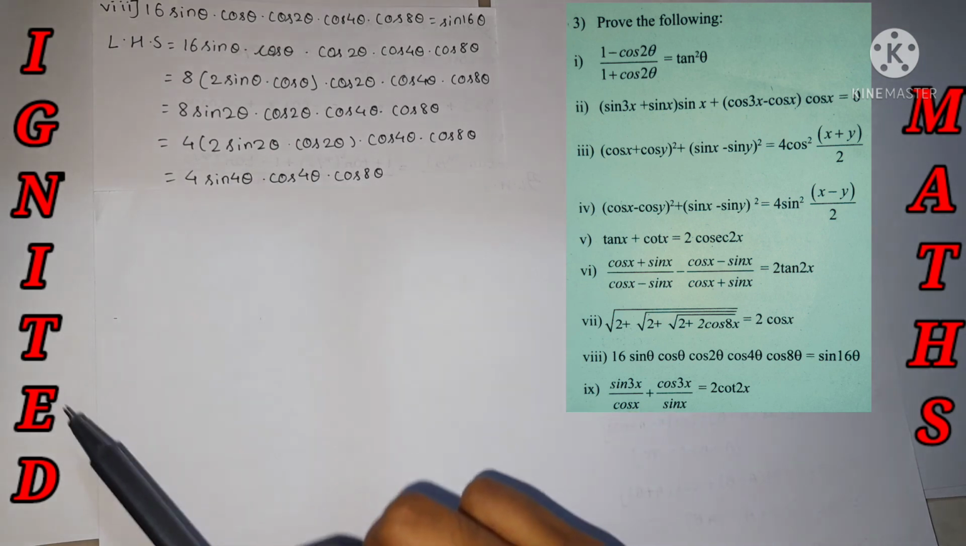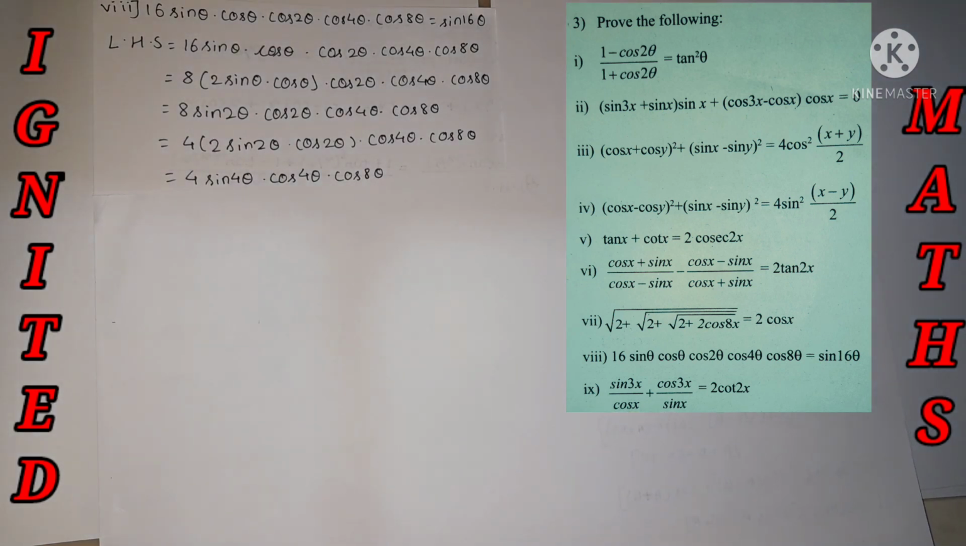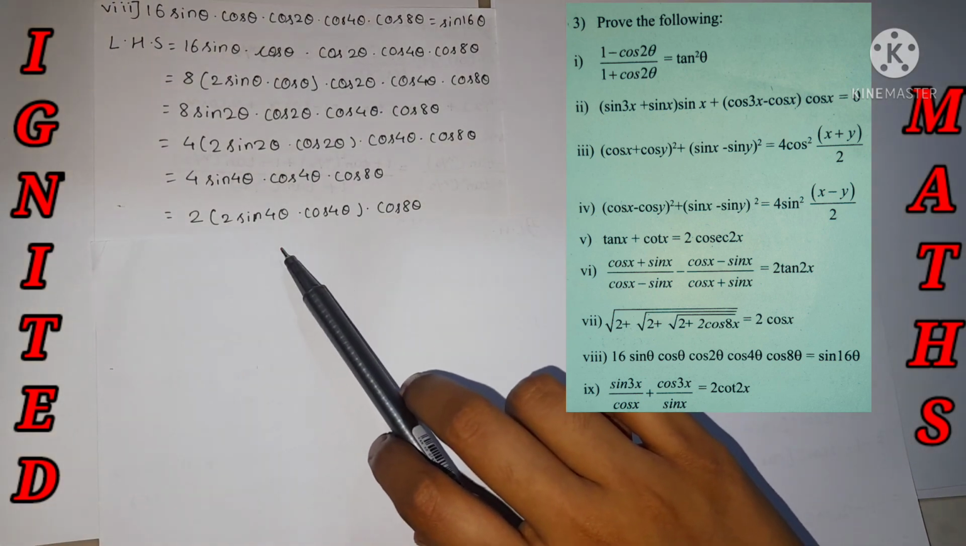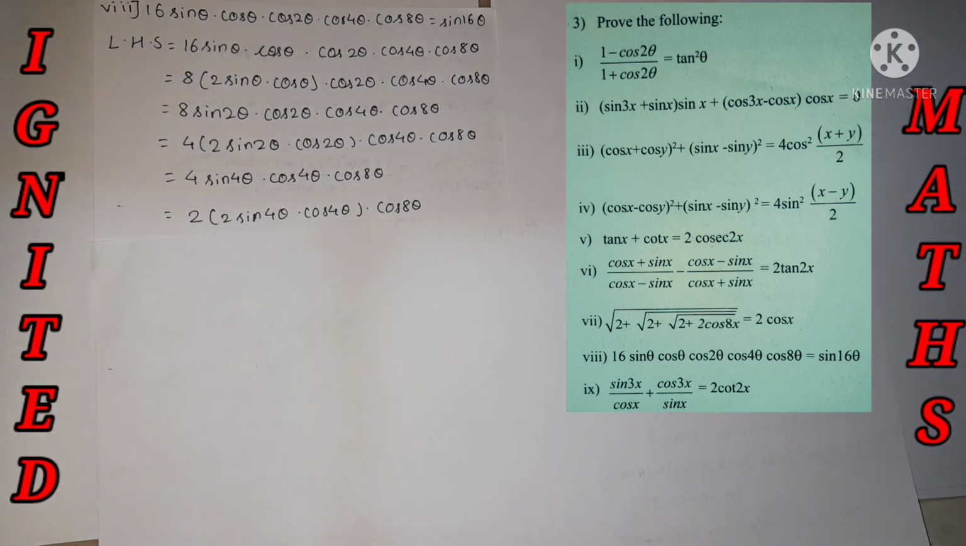So again split into a multiple of 2. It's nothing but 2 into 2. And over here 2 sine 4 theta cos 4 theta is nothing but sine 8 theta, from the formula sine 2 theta is equal to 2 sine theta cos theta. Accordingly, I have constructed it at the right hand side. I'll show all the construction part, how the formula derivation relates to the complete concept.